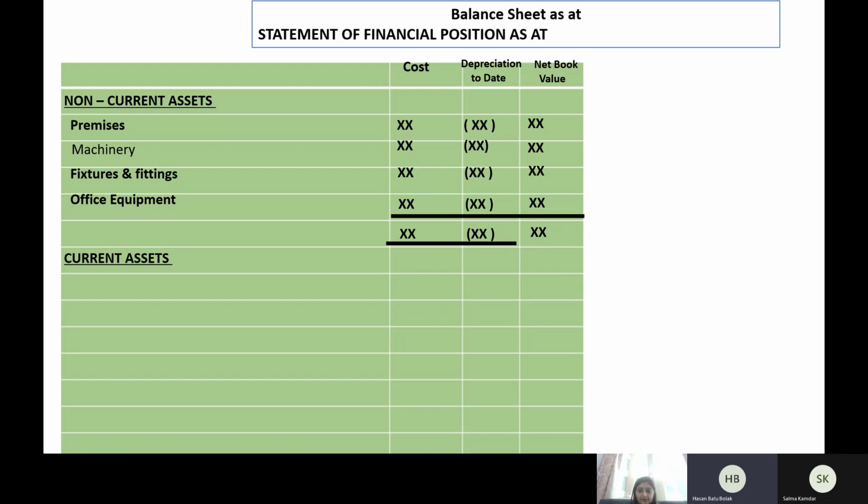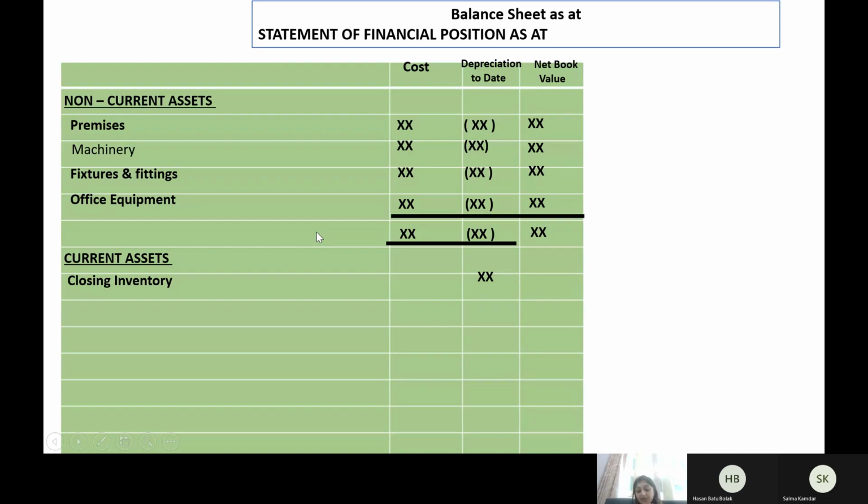Cash in hand, cash in bank, and then trade receivables. Trade receivables just like that, or do you have to adjust something? The current assets are closing inventory, cash in hand, cash in bank, and trade receivables, as I said.